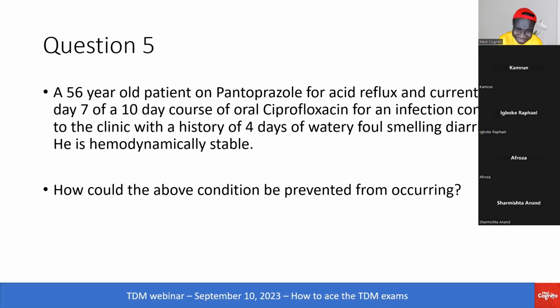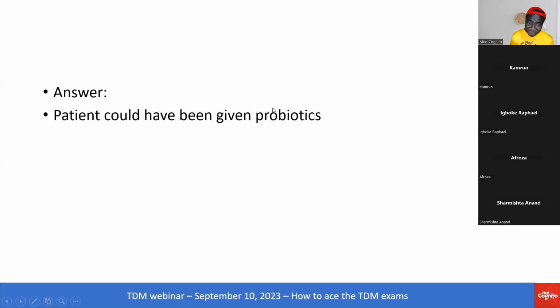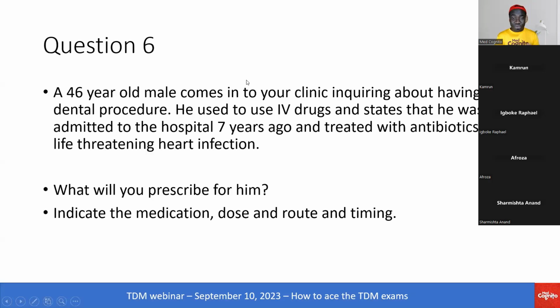This is for gut flora. Oh, probiotics. So the patient could have been given probiotics to prevent this from happening. Yes. So you see, we've used one question, acute illness prevention, and we've also seen one way to answer the question where it says no treatment must be provided as well, just to go through this.